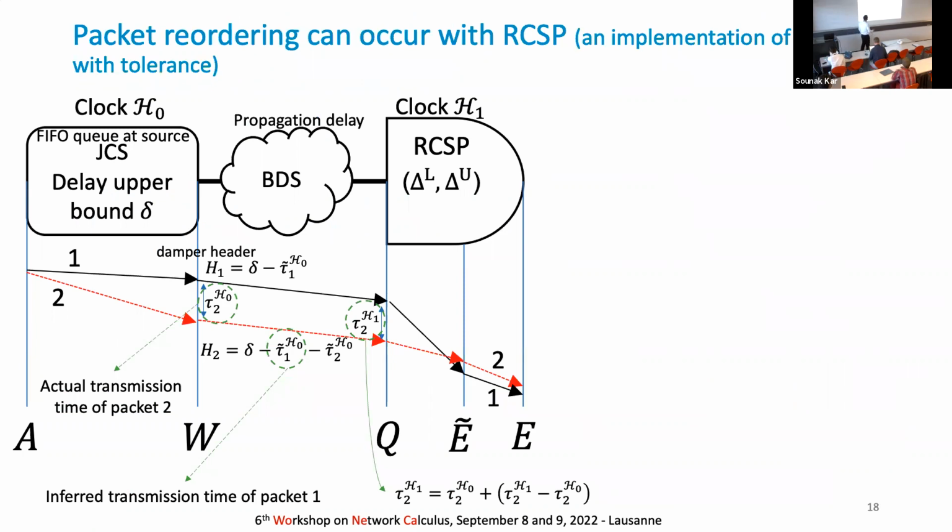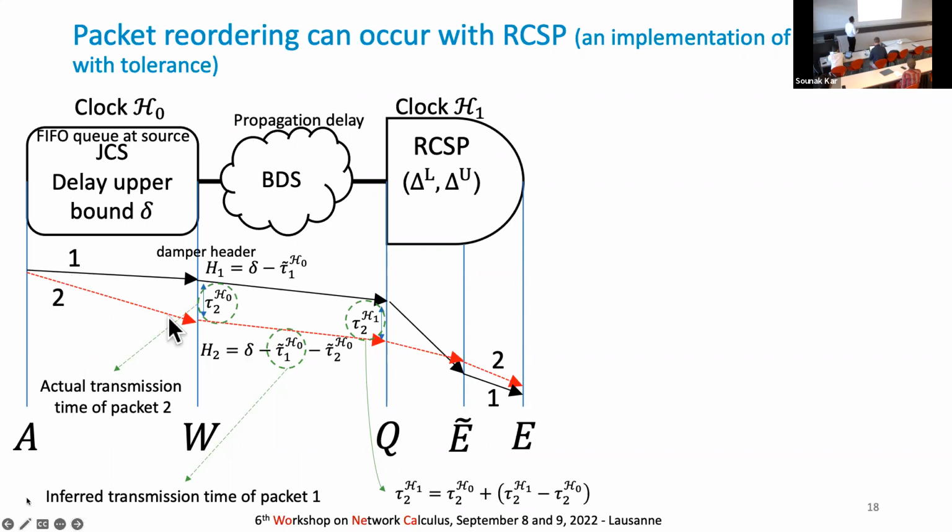We would like to give an example of reordering that simply occurs due to non-ideal clocks. RCSP is an implementation of damper with tolerance. We said that simply due to the tolerance, packet reordering may occur. But RCSP is implemented in a way that the tolerance of the damper does not cause reordering, so in practice it should not cause reordering. But here, simply due to non-ideal clocks, this may happen.